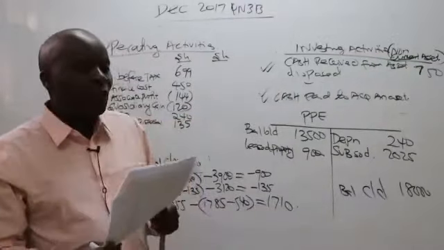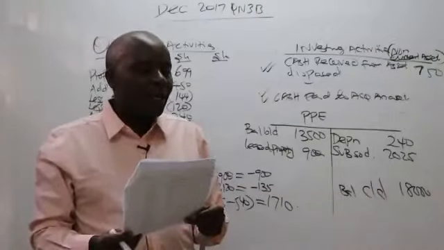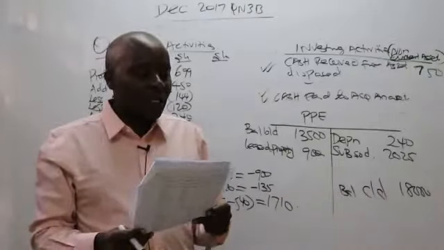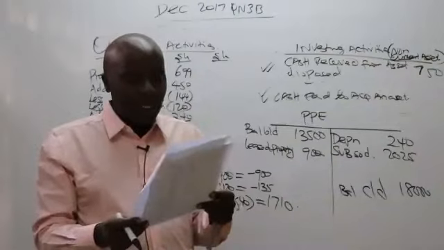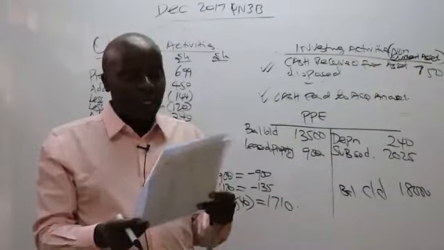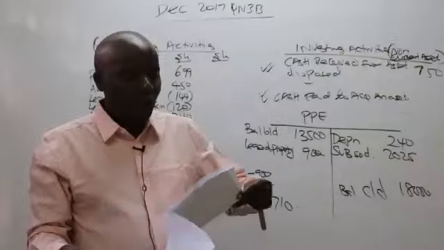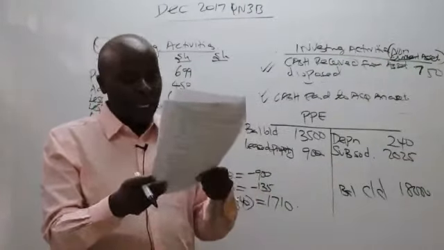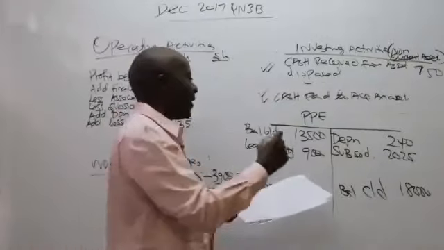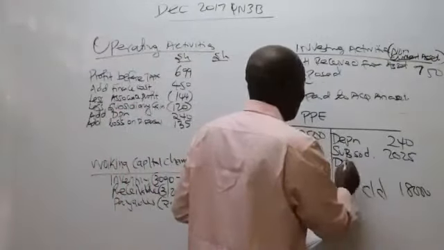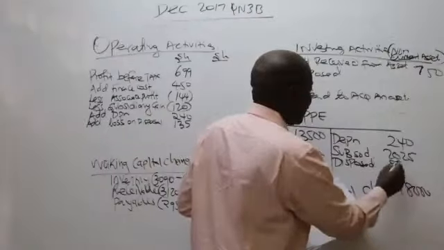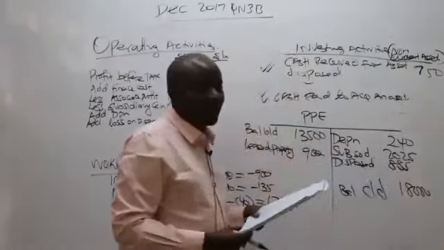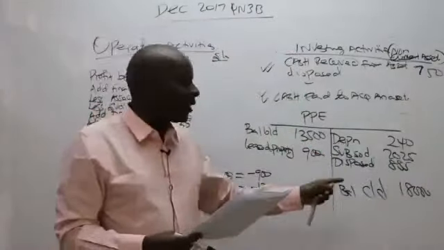Any other item that will affect our PPE? They say there is a disposed asset. Note number 2: we have a disposed item of property with a carrying value of 885. You guys are bright students. So the disposed asset is 885. Any other? Don't give us the cash here.